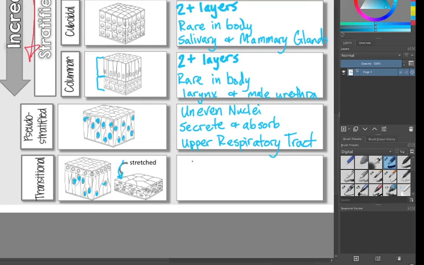The only interesting thing about this is that it's found in the lining of the bladder. And the bladder is what contains the urine prior to it leaving the body.